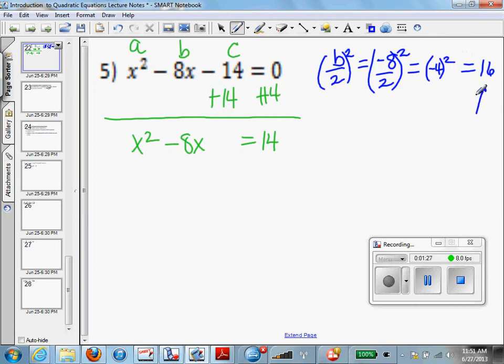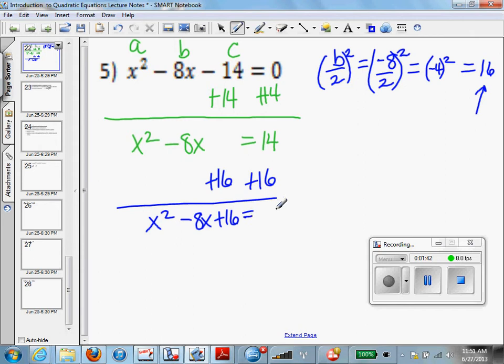So this is the number that we want to add to both sides of the equation. So let's add 16 to both sides. So we have x squared minus 8x plus 16 equals 14 plus 16, which is equal to 30.